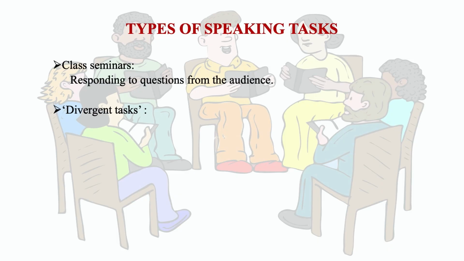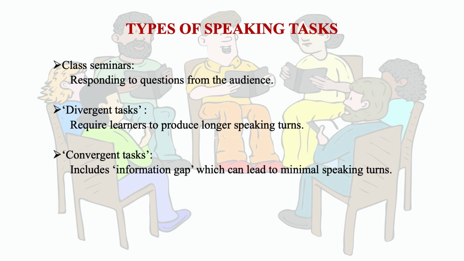Speaking tasks can be of two types. They could be divergent or they could be convergent. Divergent tasks require learners to produce longer speaking turns. In contrast, convergent tasks include information gaps, which can lead to minimal speaking turns. It is good for teachers to use divergent tasks in the classroom when they want learners to engage in a discussion or a conversation.